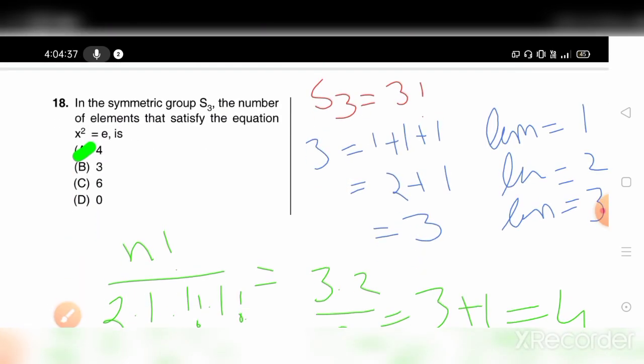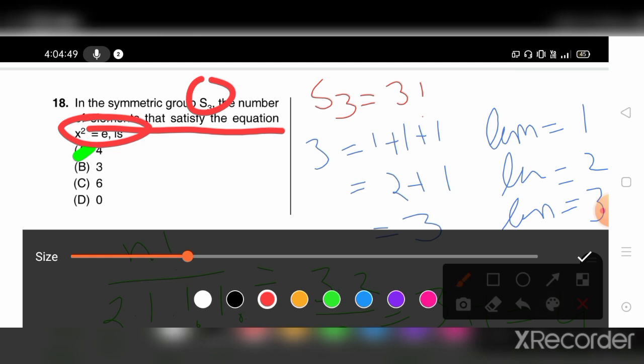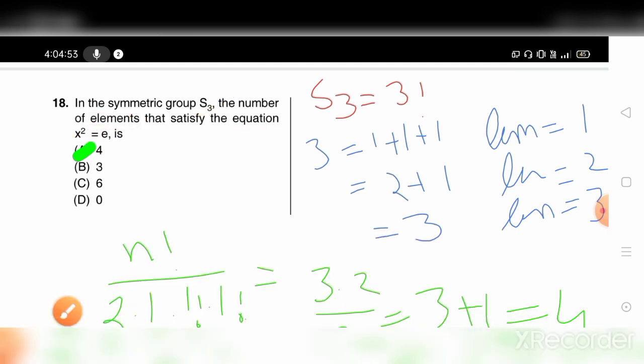In the symmetric group S3, the number of elements that satisfy the equation x squared equals E. Here S3 is of order 3 factorial. The partitions of 3 are 1+1+1, 2+1, and 3, with LCMs 1, 2, 3. Here orders 1, 2, 3 exist.